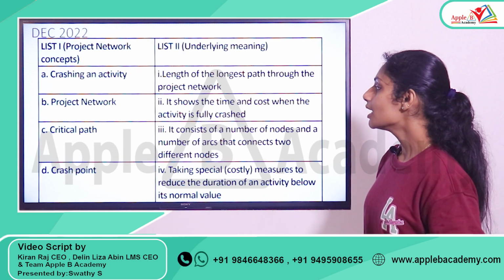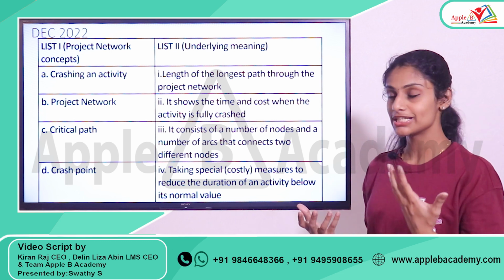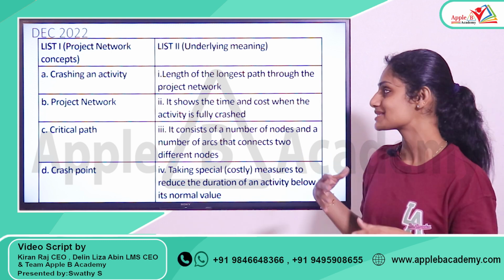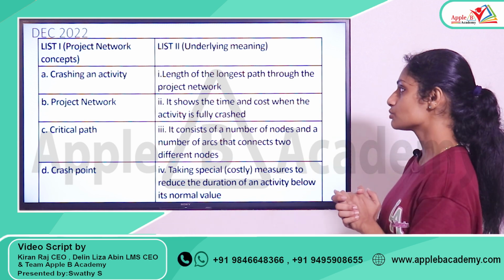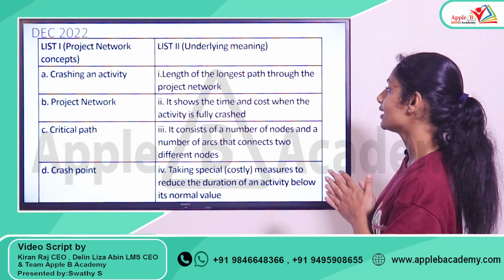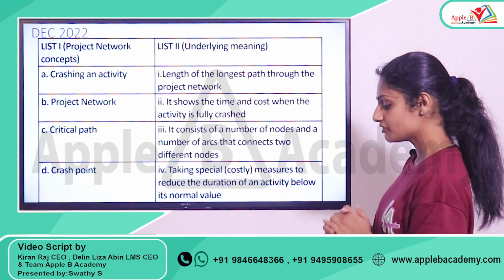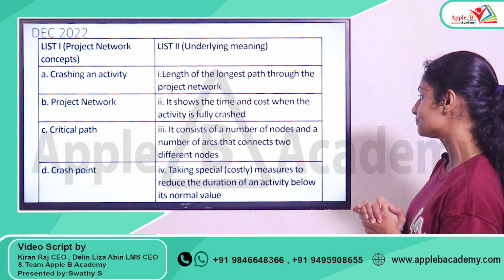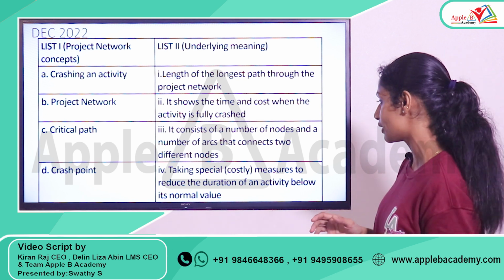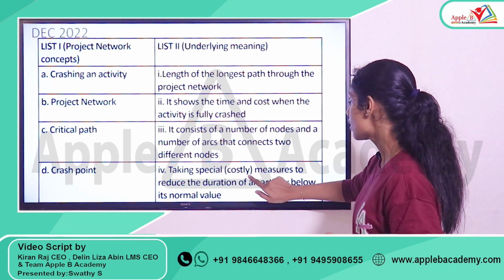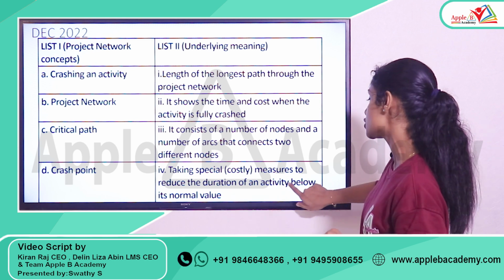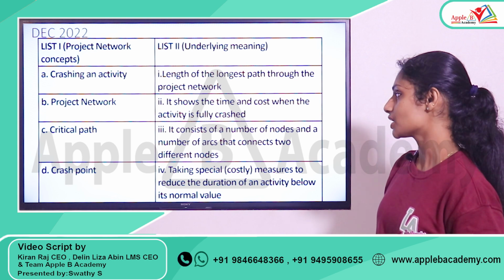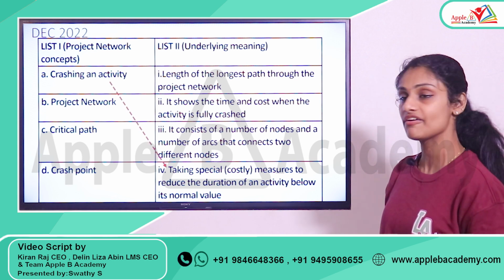As we already discussed critical path and project network, the project network is the basic thing we are discussing. So it is now easy for you to understand all these things. Let me start with the first one, crashing an activity. Crashing means reducing the duration: taking special costly measures to reduce the duration of an activity below its normal value. That is crashing an activity, so you can go for A4.